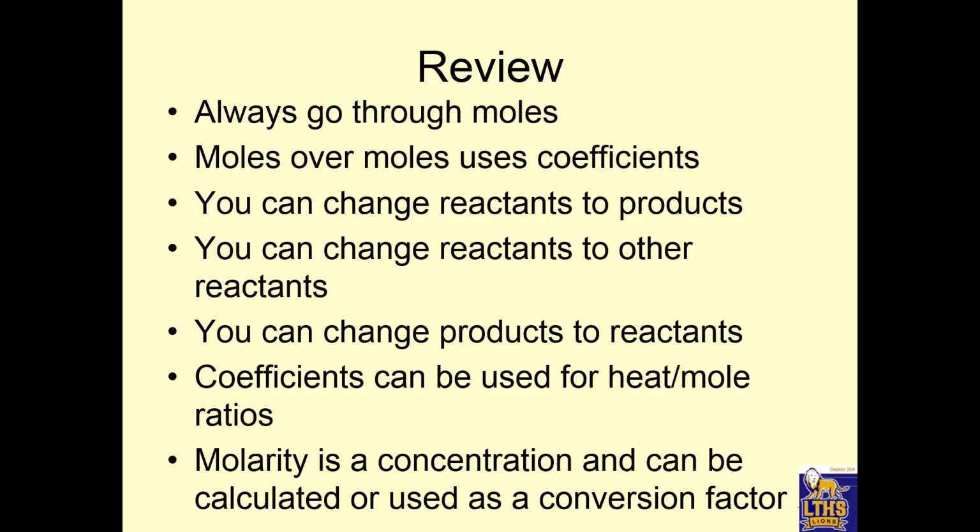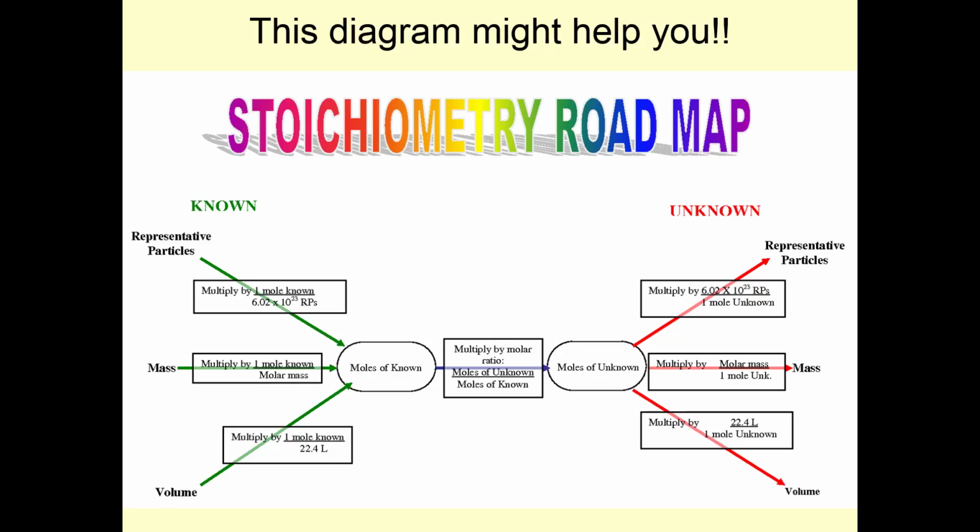All right, review. Go through moles to change one chemical to another. Use your moles as coefficients. Use your coefficients as moles. You have a ratio of moles of one kind and moles of another. You can change reactants to products, products to reactants, reactants to other reactants. Wow. You can also use heat-mole ratios. And then don't forget about molarity. It's a concentration. And you can calculate it, or you can use it as a conversion factor.